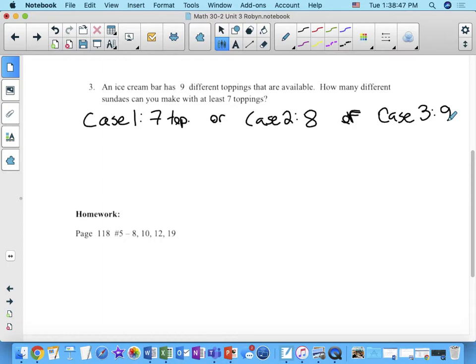9. Okay, and then you can't go higher than that because there's only 9 toppings in total, right? So this one, if there's 9 toppings to choose from and you're choosing 7 of them, is going to be 9 choose 7. This one's 9 choose 8. This one's 9 choose 9. What are we doing with these 3 values? Adding them.